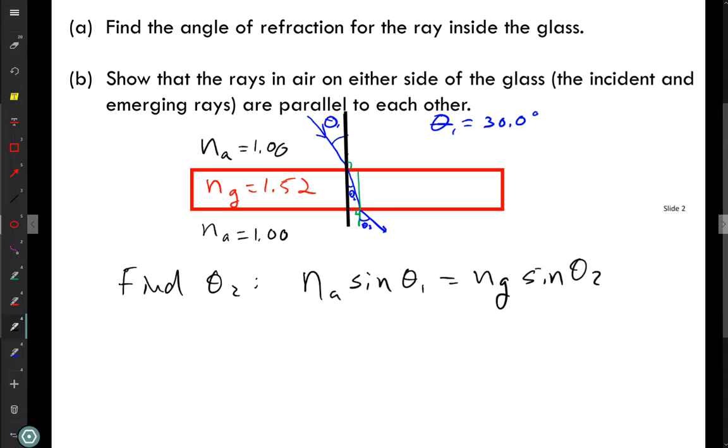Works for me? Solving that for theta 2, well, let me show the step in between. Solving that for sine theta 2, I have to divide both sides by N_g. So I have sine of theta 2 is equal to N_a over N_g, sine of theta 1. So now theta 2 is equal to the inverse sine.